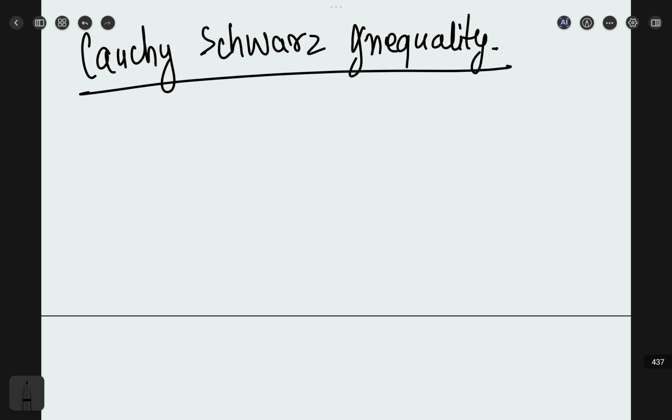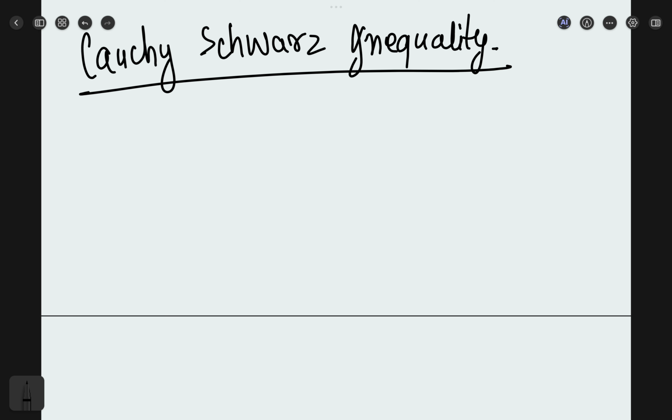Hello everyone, welcome back. Today we are going to be discussing a few Olympiad inequalities, and I'm going to be starting with the main one of all of them, which is the Cauchy-Schwarz inequality.